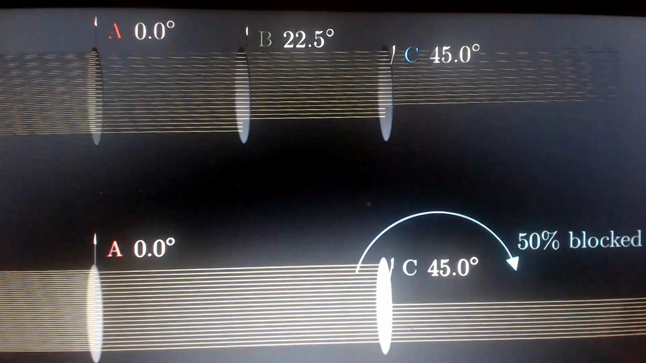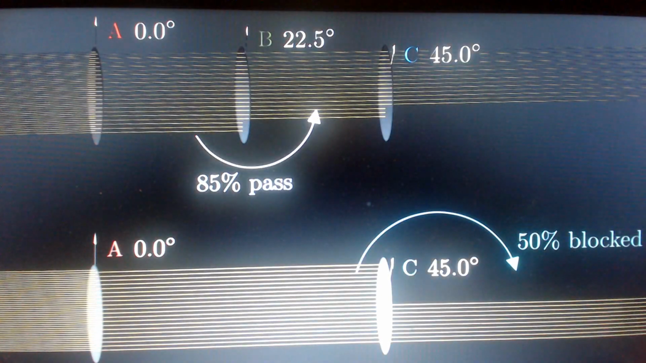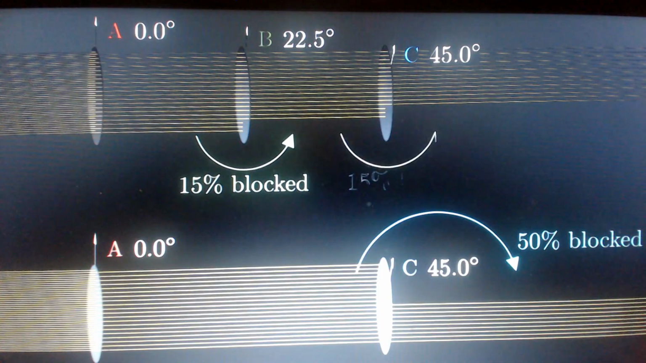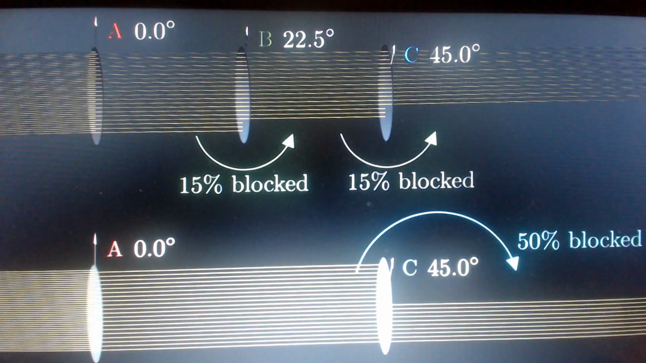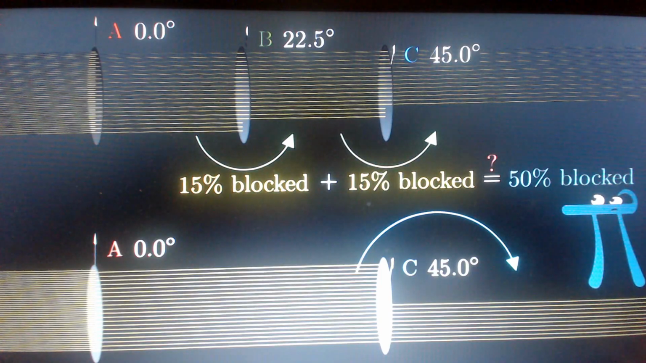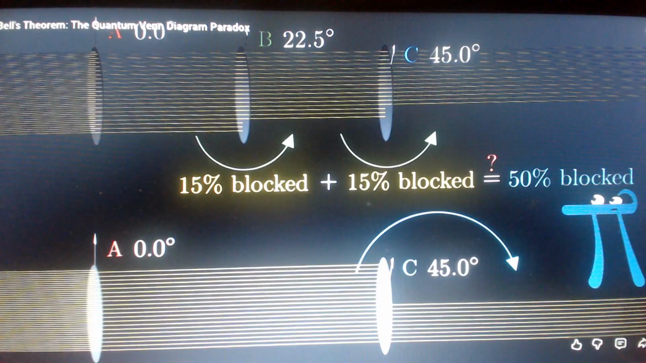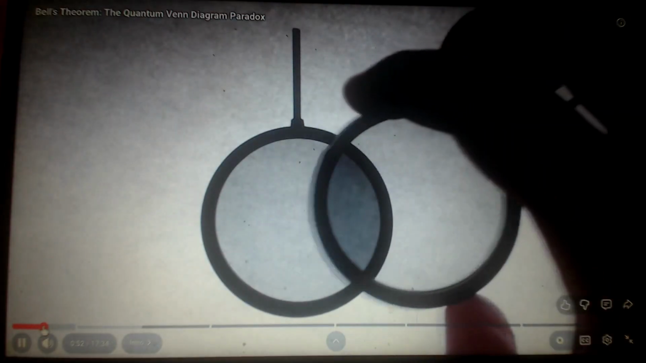But once you insert B, 85% of those passing through A pass through B, which means 15% are blocked at B. And 15% of those that pass through B are blocked at C. But how on earth does blocking 15% twice add up to the 50% blocked if B isn't there? All these filters do is remove light.